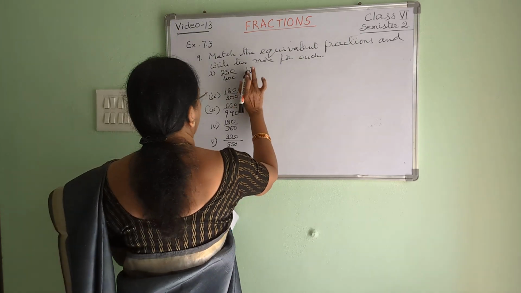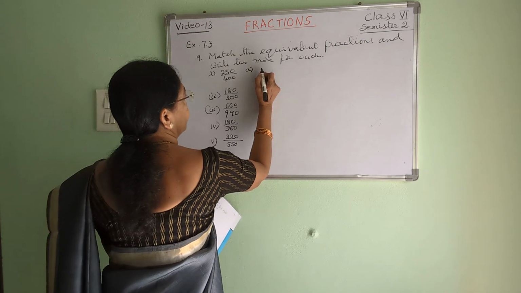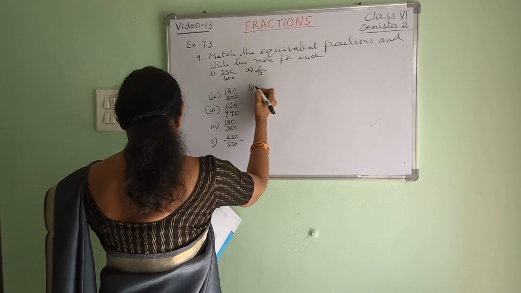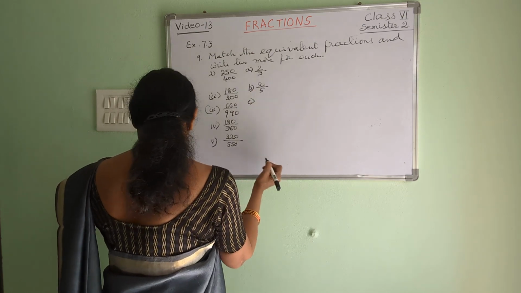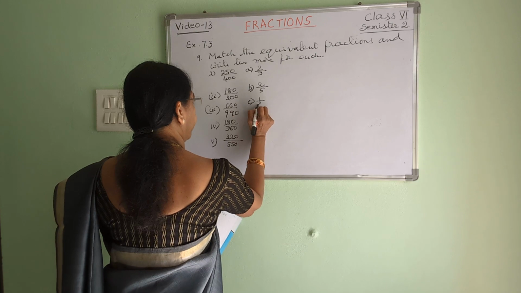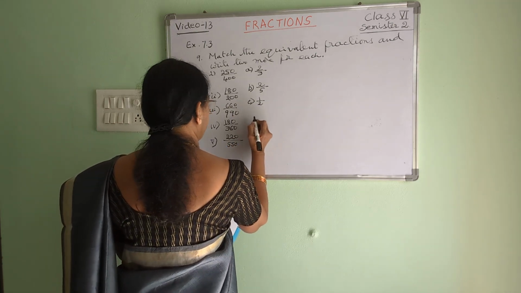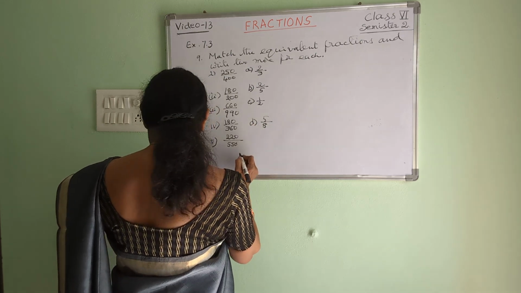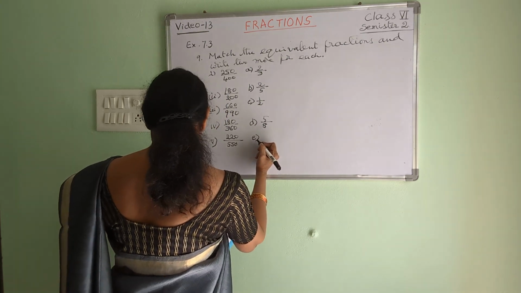This side, A, 2 by 3. B, 2 by 5. C, 1 by 2. D, 5 by 8. E, 9 by 10.